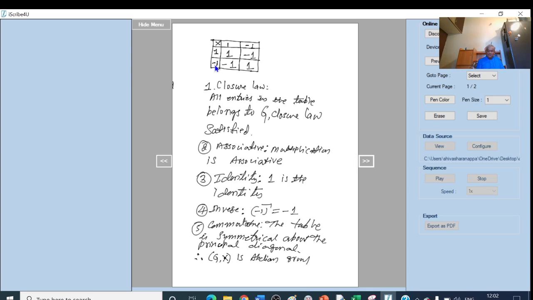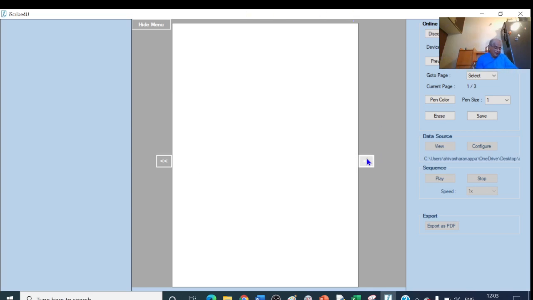Or we say that G is an abelian group with respect to multiplication. Okay, this is square roots of unity. Square roots of unity forms a group with respect to multiplication. Next we go for the second one, cube roots of unity.